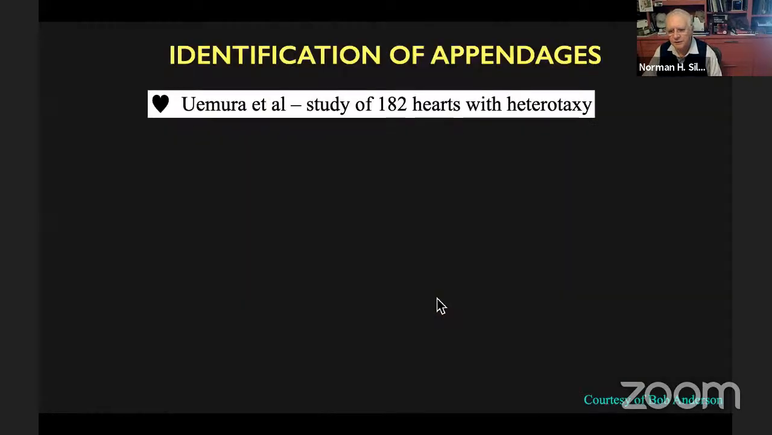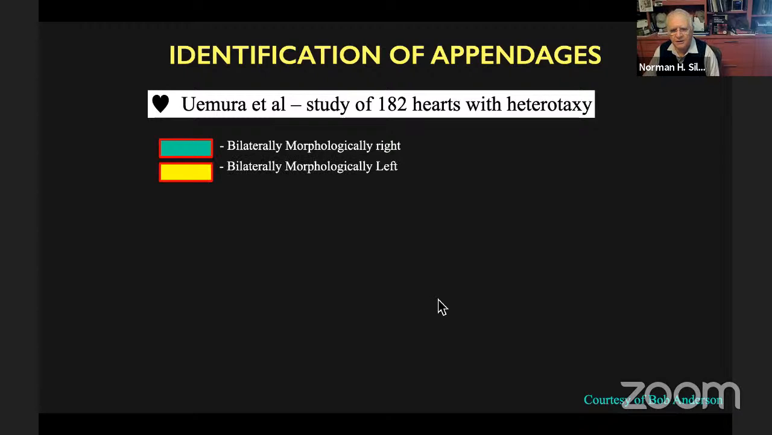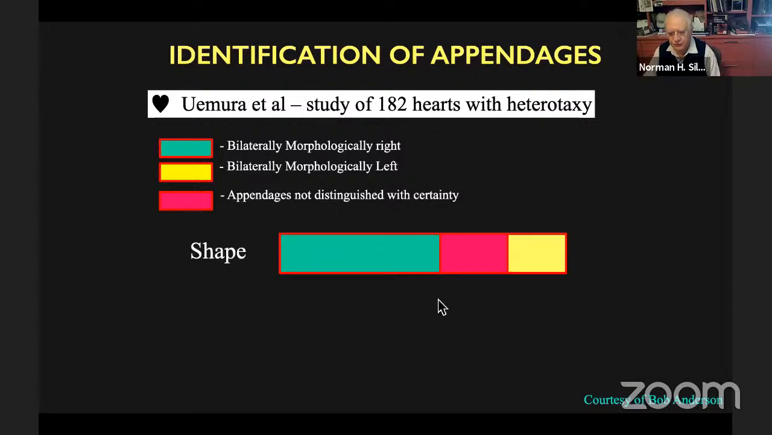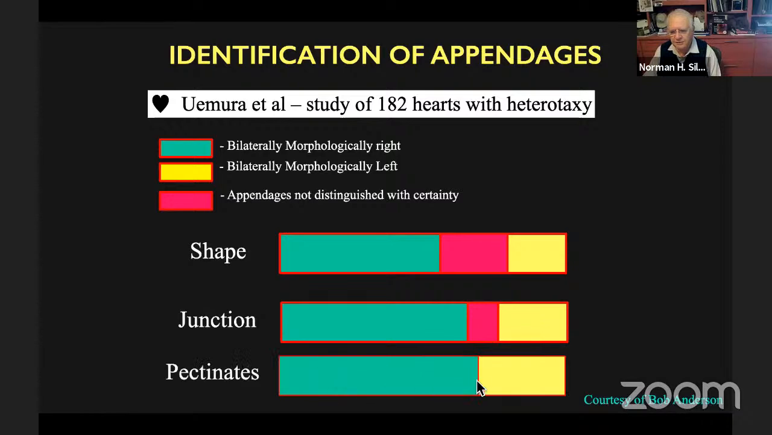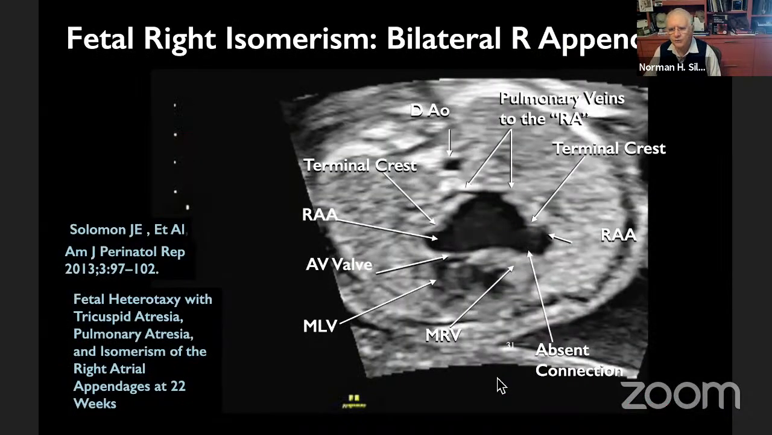So clean and trabeculated. Now, in a study of Iomura on 182 hearts with heterotaxy, they looked to see whether the external appearance of the appendages looked left-sided. They looked to see whether they were bilaterally left or right, and whether they could not distinguish them with certainty. And on the basis of shape, they got right atrial appendages here and left atrial appendages here. When they looked at the junction, the uncertainty area, which is what we are concerned about, diminishes. And when they looked at the pectinate muscle, they were able to characterize all of the structures.